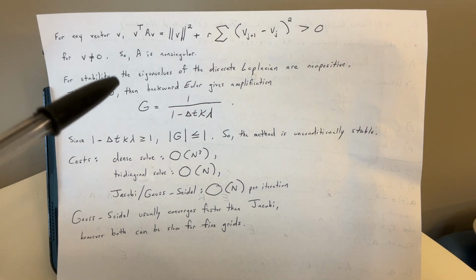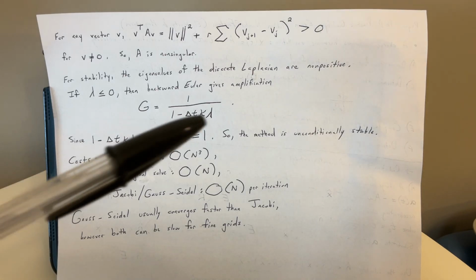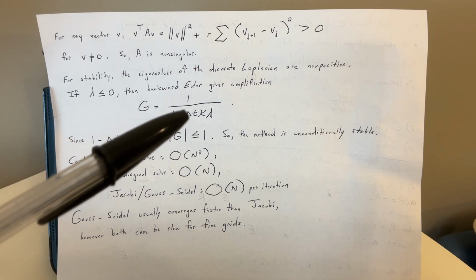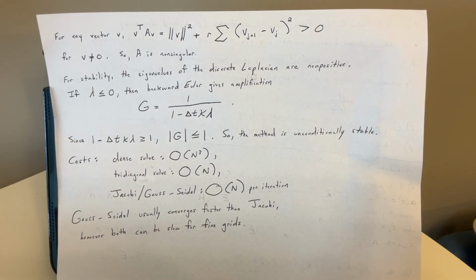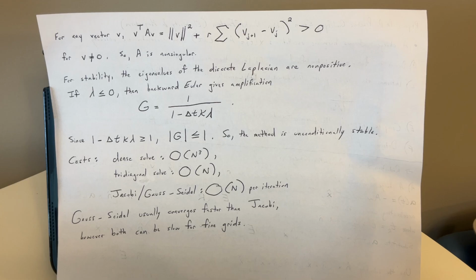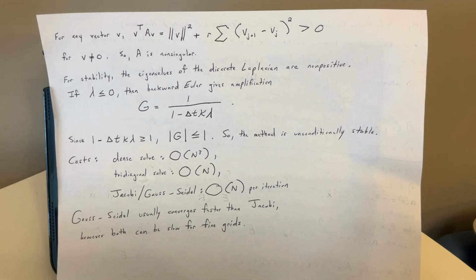And for stability, the eigenvalues of the discrete Laplacian are non-positive. If lambda is less than or equal to 0, then backward Euler gives the amplification G equals 1 over 1 minus delta t kappa lambda. Since that denominator is greater than or equal to 1, the absolute value of G has to be less than or equal to 1. So the method is unconditionally stable.